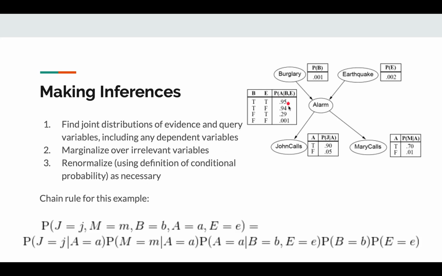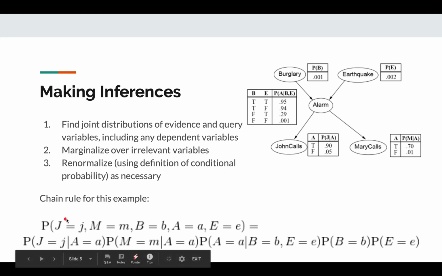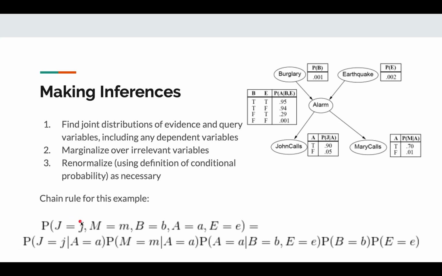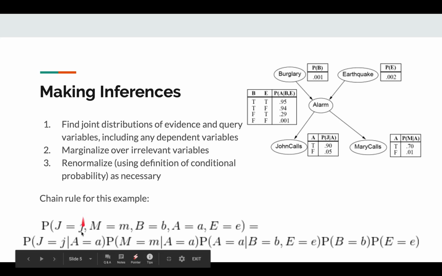So for making inferences in a Bayesian network, something we can always do is find the joint distribution of the evidence and query variables, including any variables that are dependent on those, using the chain rule. So for this example, here I use the uppercase letter to denote the random variable and the lowercase letter to denote a particular value that that random variable can take on.